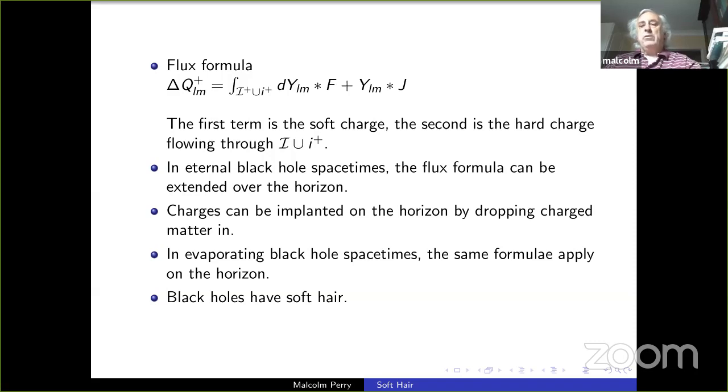In evaporating black hole space-times, you have to treat the horizon somewhat differently, largely because the horizon disappears at some point. However, the same idea will apply. There will be fluxes which go through the black hole horizon. This leads to the idea that black holes have soft hair, as well as, so those correspond to charges on the black hole, in the same way that there are charges sitting or going through scri plus or scri minus.